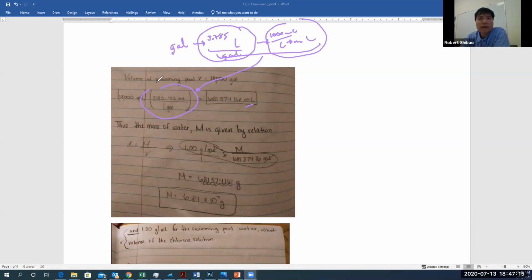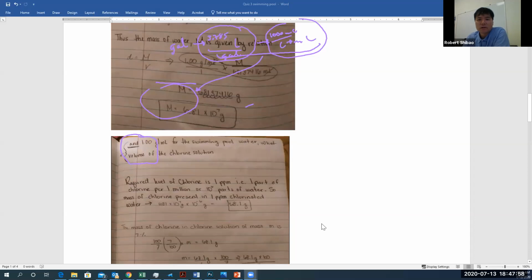Now, they have it labeled here, swimming pool water. So this would be milliliters of swimming pool water, that's fine. Thus, the mass of water, M, is given by the relationship. Okay, I don't like to use algebra. If I can avoid using algebra, I'd like to just do it by conversion factor, as in the above problem. But it's okay, to each their own preference. The other thing is, you've got to be careful about rounding. Don't round until the very end. Just carry all the digits in your calculator if you're going to do this multi-step, and then continue on.